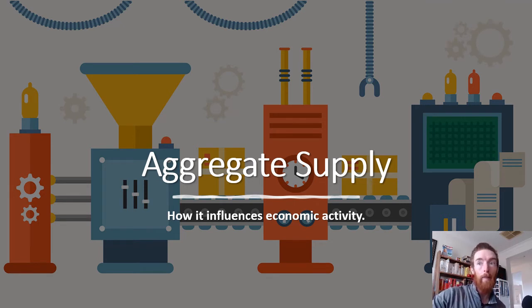So I'm going to be talking about aggregate supply today. Hopefully this is following on from you listening to aggregate demand. Aggregate supply just being the total value of all production in the economy over a period of time. We're going to look at it, the things that affect it, etc.